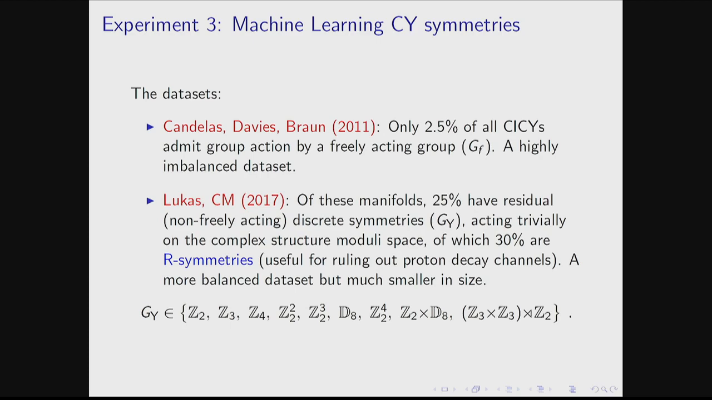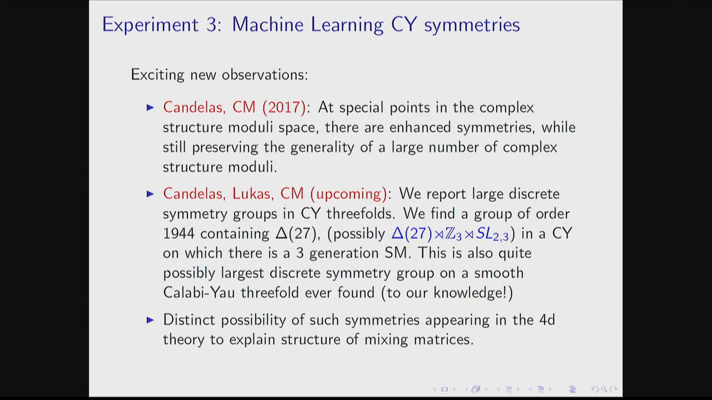We find a bunch of abelian and non-abelian groups, and this is the list of groups that we find. And as I said earlier, R symmetries are quite interesting, phenomenologically speaking, at least to some phenomenologists. But this is a very unbalanced data set. This is a more balanced data set, but the size of this data set is very small. So it's very hard to apply machine learning tools here, whereas here it is an imbalance problem. So we will try it, and let's see what happens.